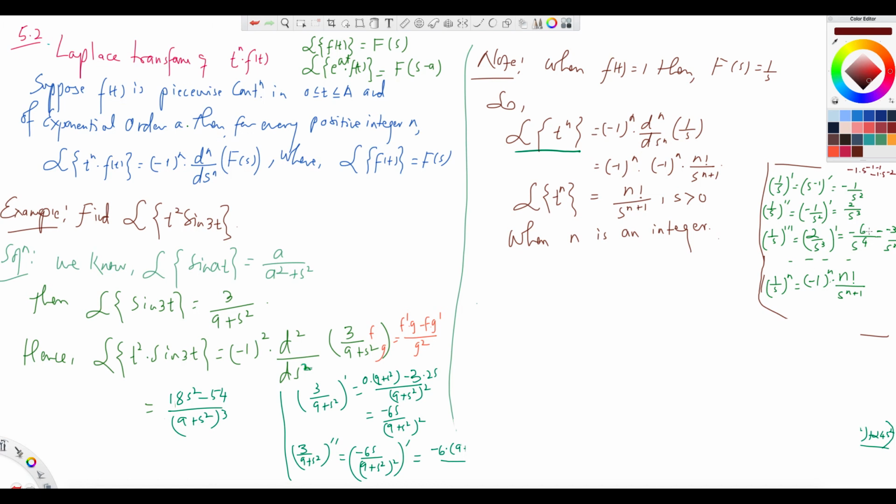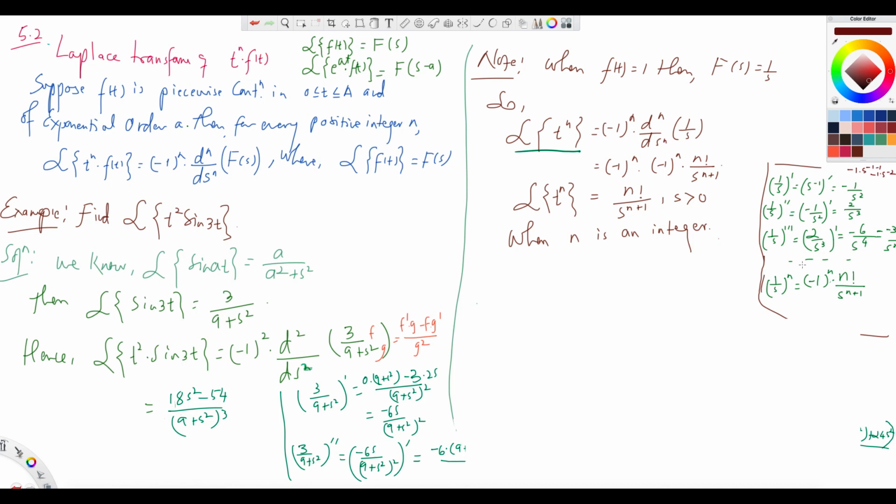If you continue that way, you will see one term positive, one term negative, positive, negative, like that. So the odd derivative has a negative sign, the even derivative has a positive sign, right? You see that? The second derivative has a positive sign, the fourth derivative will have a positive sign, and so on.